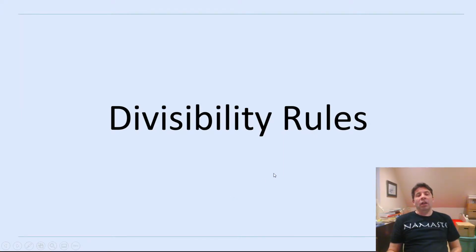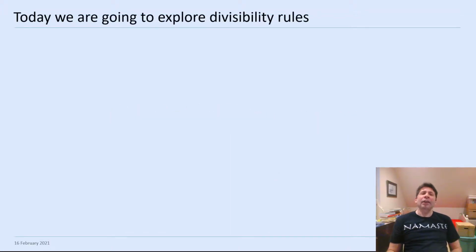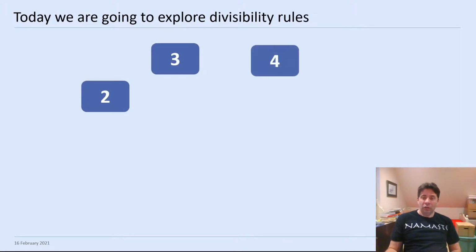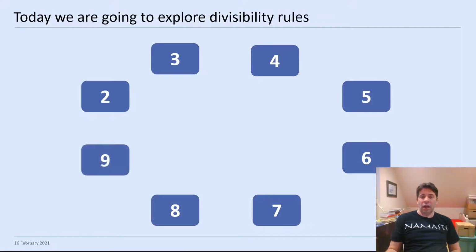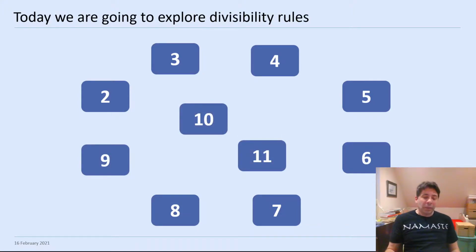I'm Simon. Today we're going to look at divisibility rules. We're going to look at some powerful rules which help us to know when a number is divisible by 2, 3, 4, 5, 6, 7, 8, 9, 10 and 11. It might be worth watching this video alongside the video on highest common factor, lowest common multiple and prime numbers. The two subjects are in some ways connected.